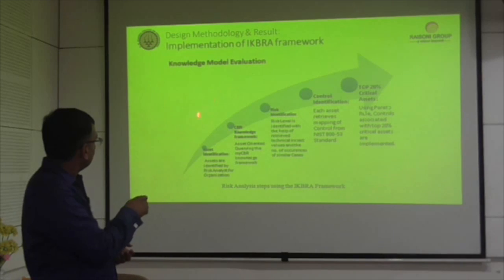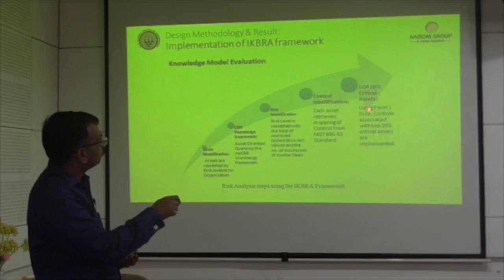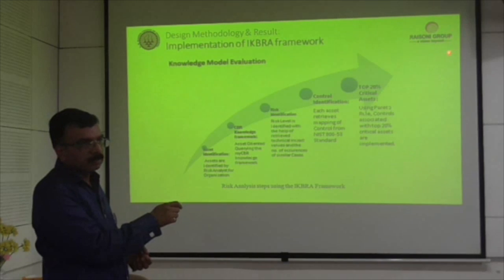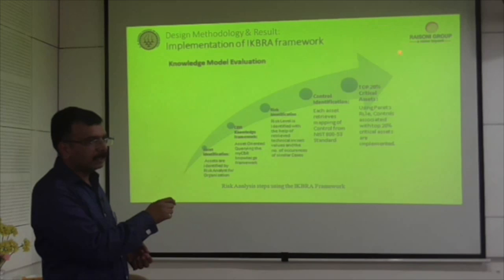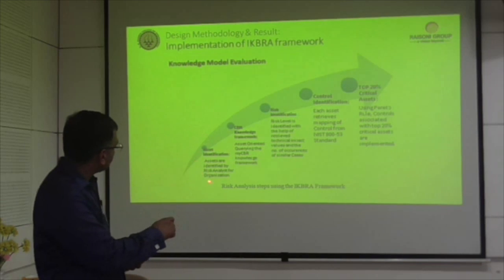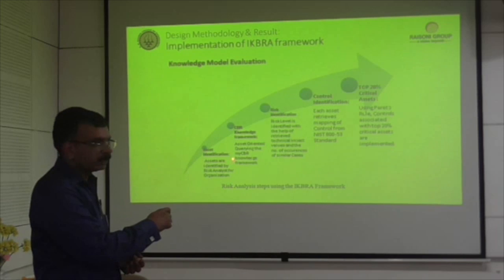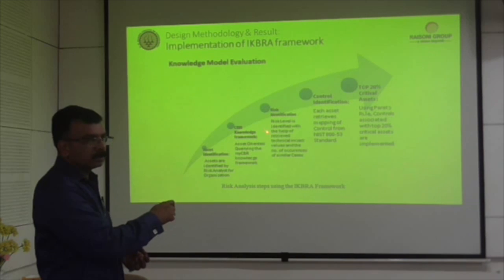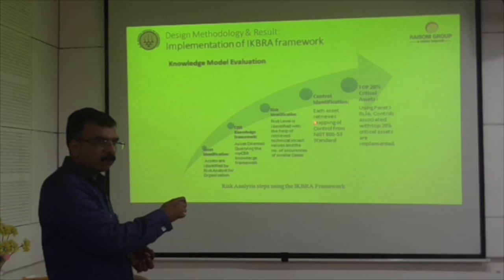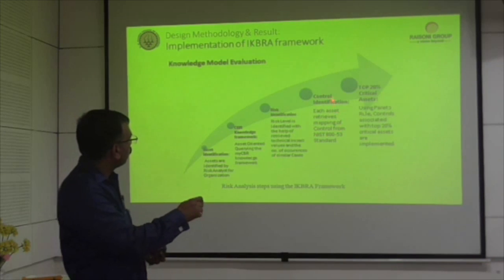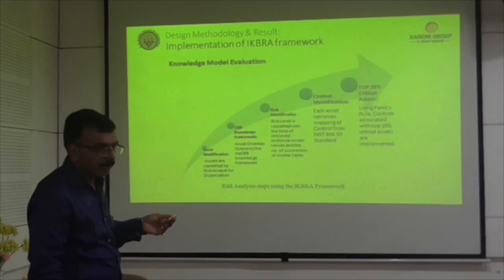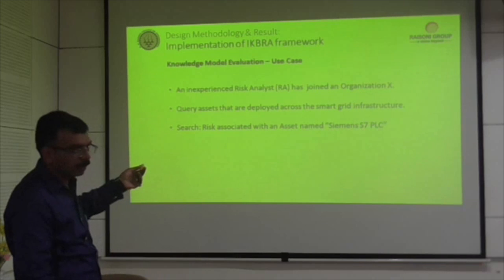It goes from asset identification to critical assets. This is the scenario given. If anything happens in any case, I have taken one case, and this is how it works. It starts from the asset identification. First it identifies the asset, then it uses the CBR knowledge to find out what happened with this asset, what the risk of that asset is, and on the basis of that, control identification, then the top 20% critical assets. So this example shows how these stages work.